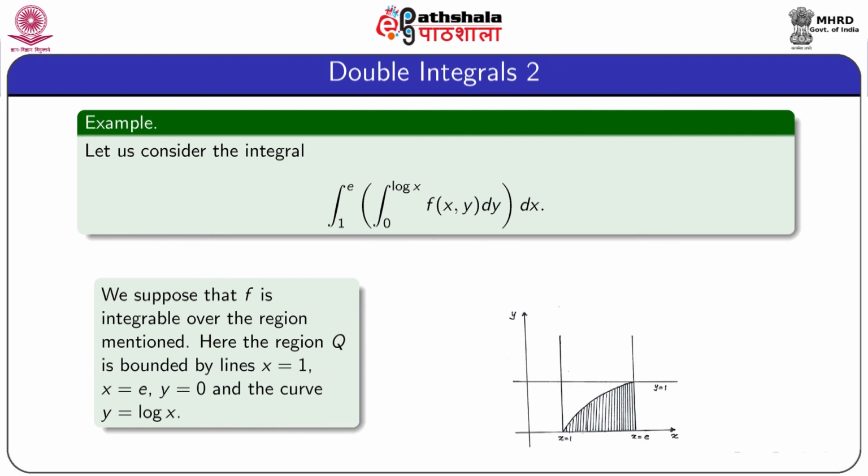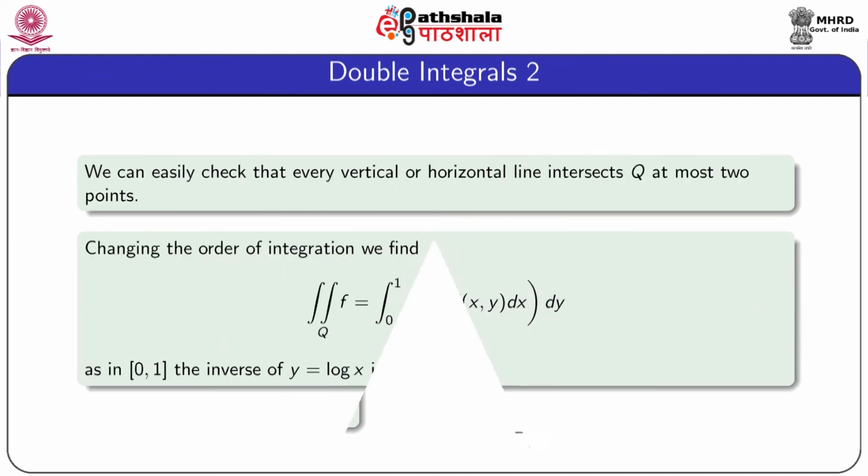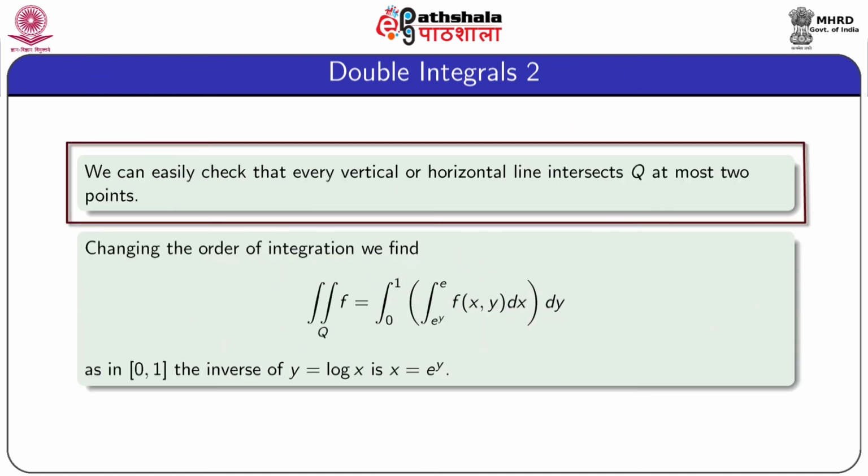Let us consider the integral from 1 to e of the integral from 0 to log x of f(x,y) dy dx. We suppose that f is integrable over the region mentioned. Here the region Q is bounded by the lines x equal to 1, x equal to e, both vertical lines, then the horizontal line y equal to 0, and the curve y equal to log x. We can easily check that every vertical or horizontal line intersects Q at most at 2 points.